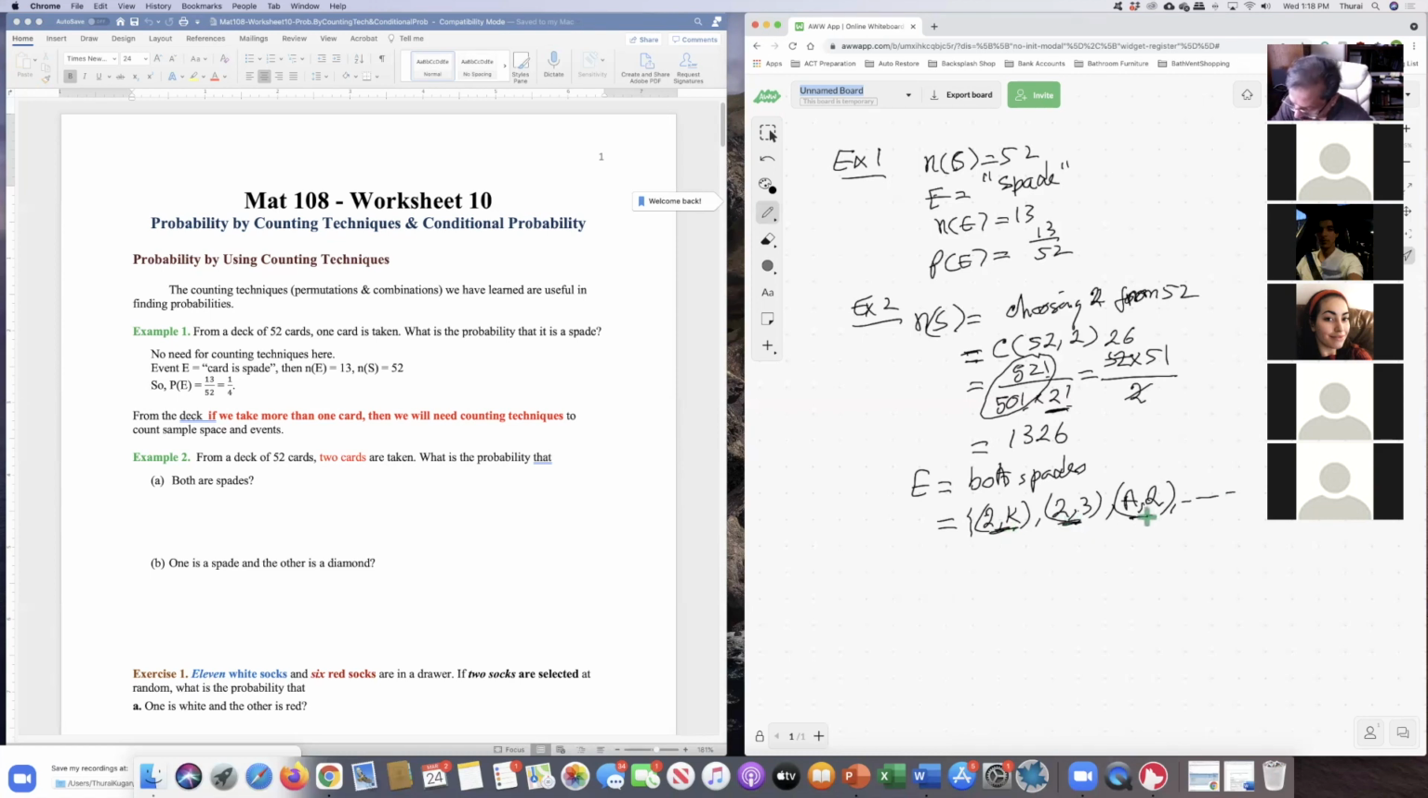And how many cards are there in spade? How many spades are there? 13. So how do I calculate the count of these? Count of E, is it 13 times 13? No. 13 times 13, I'm trying to think why you are thinking that.